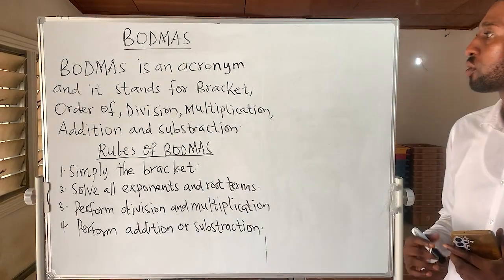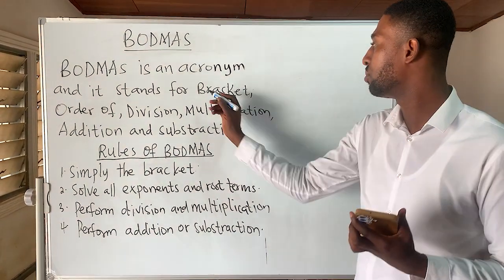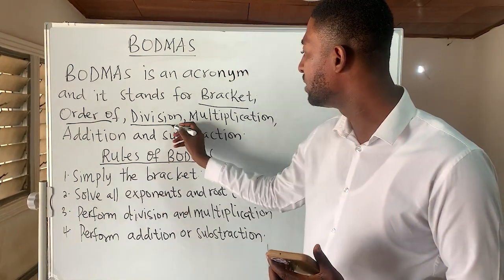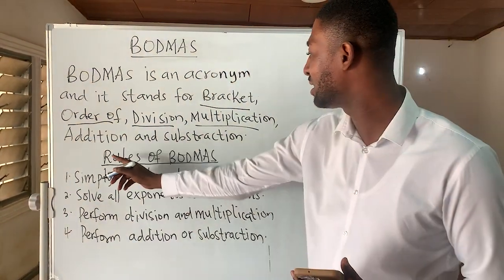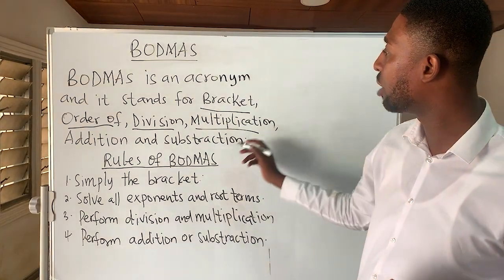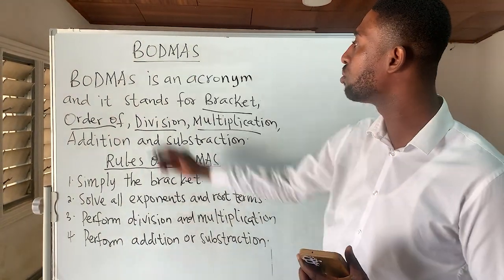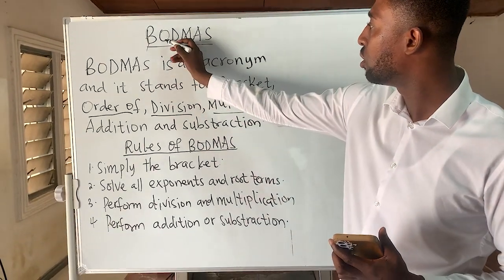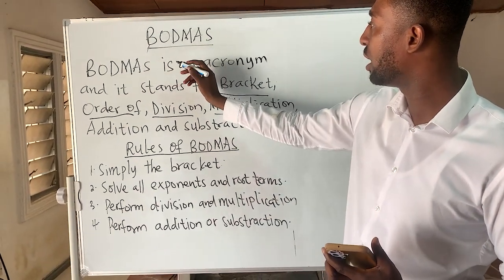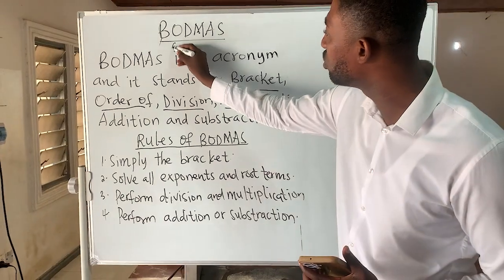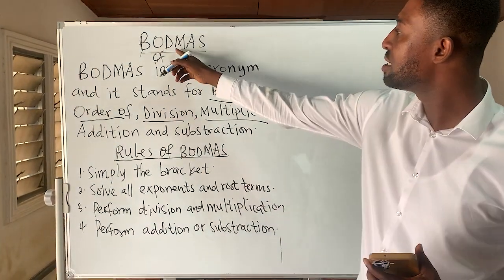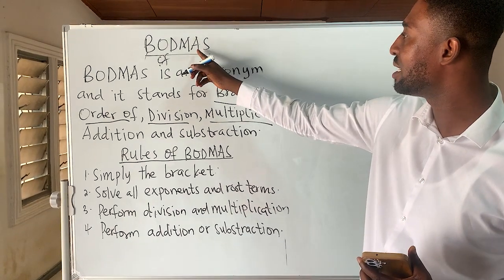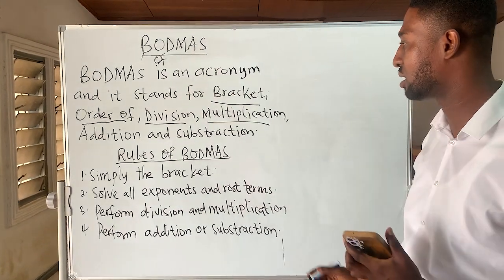BODMAS is an acronym and it stands for brackets, order of, division, multiplication, addition, and subtraction. So all these are being put together as an acronym called BODMAS, of which B stands for brackets, O stands for order of, and normally in solving questions we use "of". D stands for division, M for multiplication, A for addition, and S for subtraction.